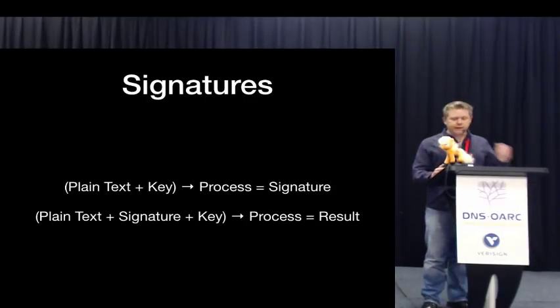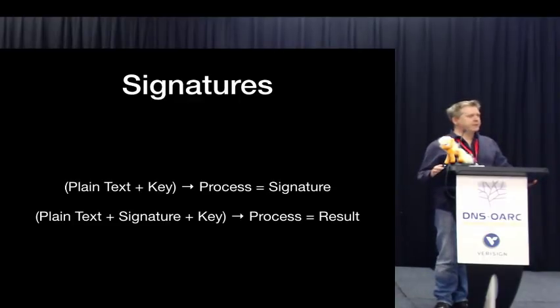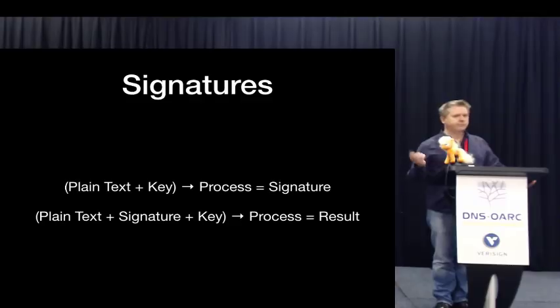Signatures are slightly different. You also take plain text and a key, run it through a process, and you get a signature, which you can then attach to the original data. That isn't strictly reversible. What you can do with that is take the plain text, the signature, and the other half of the key, run it through a process, and find out whether it all matches or not.